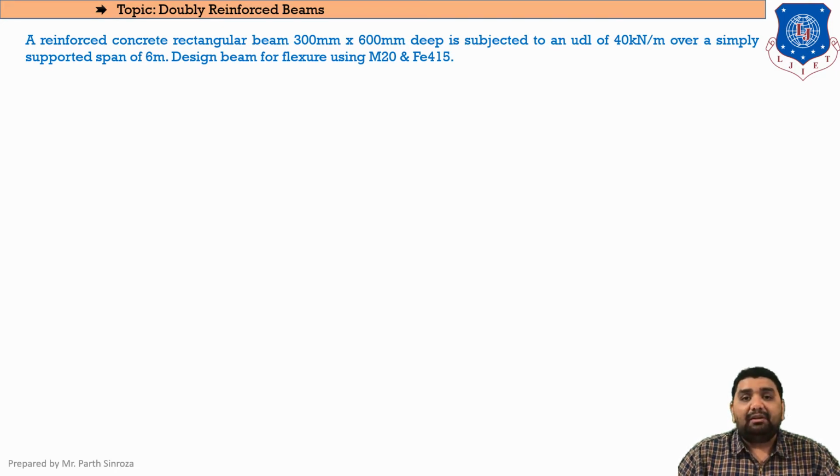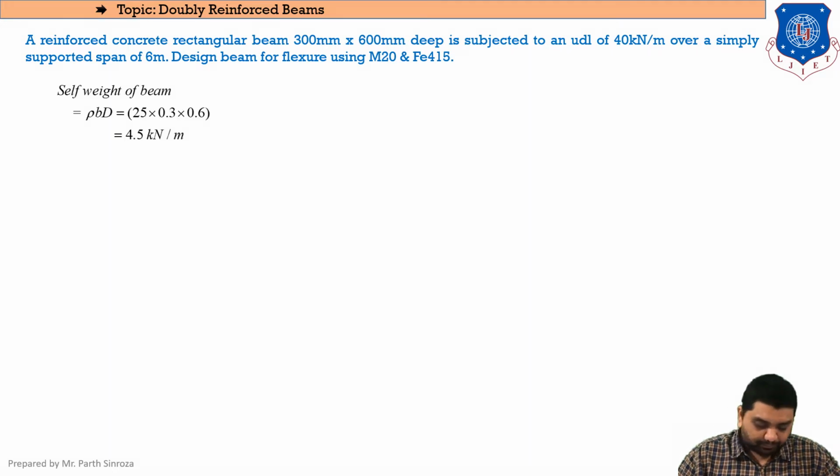So the first step here will be to find the total factored load acting on the beam. The first thing will be to find the self weight of the beam. The self weight of the beam will always be calculated from the equation rho BD. Rho will be the density of the material, that is RCC. B will be the width of the section, and capital D will be the overall depth.